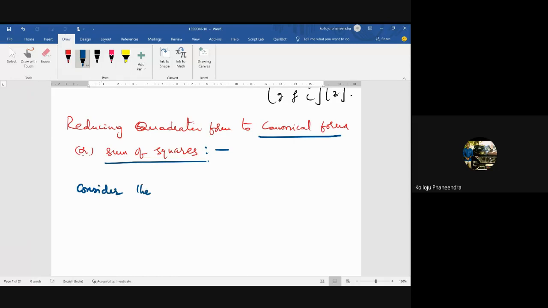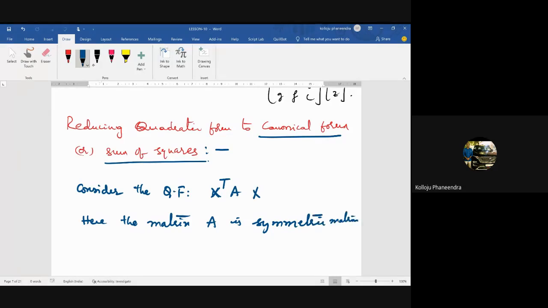Consider the quadratic form. What is the quadratic form? X transpose AX in matrix form. Here the matrix A is a symmetric matrix. What is meant by symmetric matrix? That is A equal to A transpose.